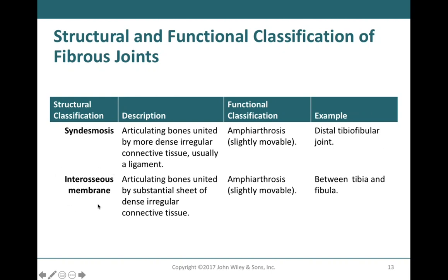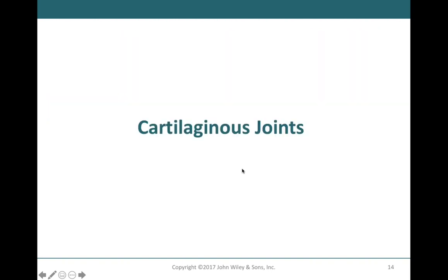And lastly, for fibrous joints, we'll have our interosseous membranes, which are going to be sheets of dense irregular connective tissue that can be found either between the tibia and the fibula and the radius and the ulna. So both pairs of bones are going to have an interosseous membrane. We'll find one of these in the forearm as well as in the lower leg. And these joints are also going to be slightly movable. These will be amphiarthrotic joints.